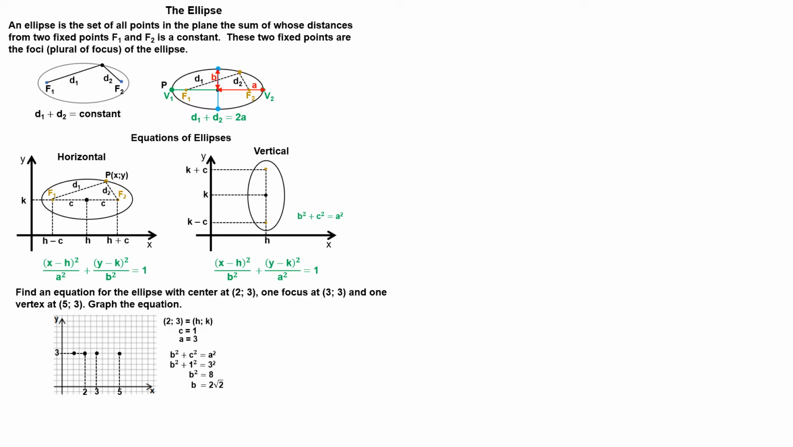We can see that the points all lie on the line y equals 3, so the major axis is parallel to the x-axis, and we have a horizontal ellipse. Replacing h with 2, k with 3, a squared with 9, and b squared with 8, we obtain the equation of the ellipse.